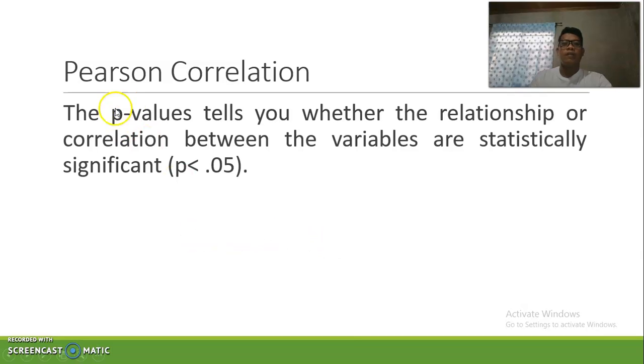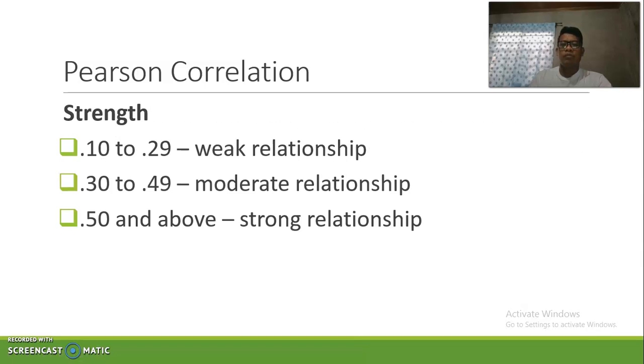So again, the p-value tells us whether there is a relationship between variables. If the p-value is less than 0.05, again, there is a relationship between those variables. So this is the interpretation for Pearson R.